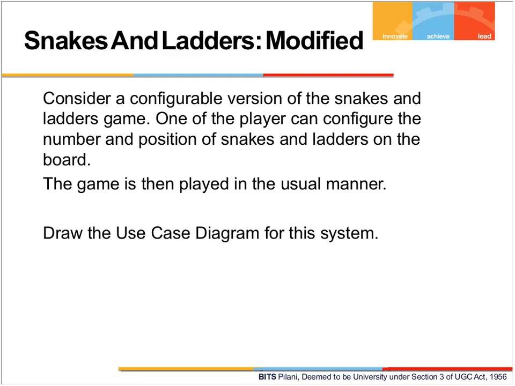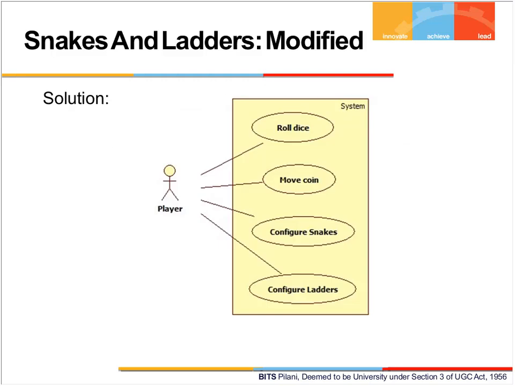So I would take this to the next level, wherein my modified solution looks something like this. I have a player, and he can roll a dice, move a coin, configure the snakes, and configure the ladders. I think it's clear so far. There's something more coming in the chat, I'll take it up next, but I hope it's clear till here.